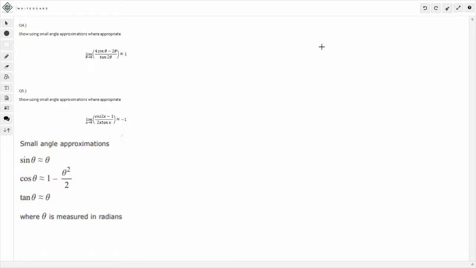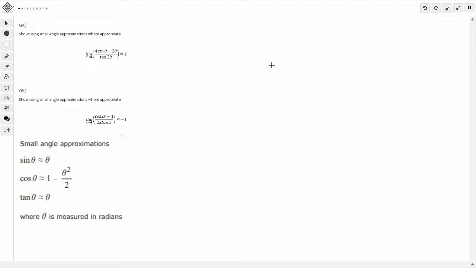Hey guys, so this is just a quick video to help with the small angle approximations. It's one of the new topics on the new A-Level. This is for Edexcel mainly, but it also applies to AQA and such, or anyone who's doing a degree or anything engineering related. We need small angle approximations. So we're just going to do a couple of questions to show where the formulas are used and how you use them.